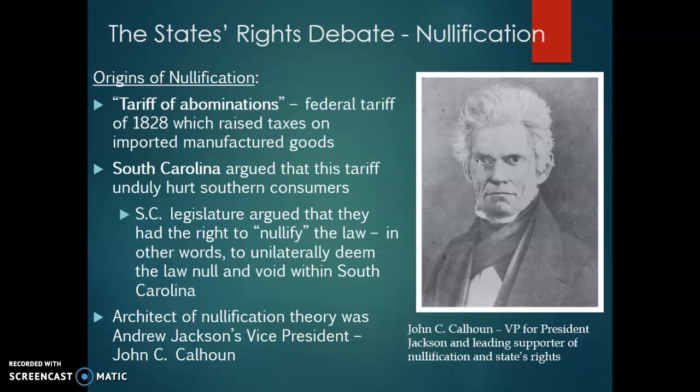What it was is that the South, and South Carolina in particular, did not like federal tariffs. Tariffs are taxes on imported goods. They didn't like this. Why? Because the South had very little manufacturing and won't have for a while. So they are heavily reliant on foreign finished goods at this point. And so South Carolina says it hurts us, and so we don't have to follow this law. We're going to nullify it, right? In other words, unilaterally deem the law null and void.